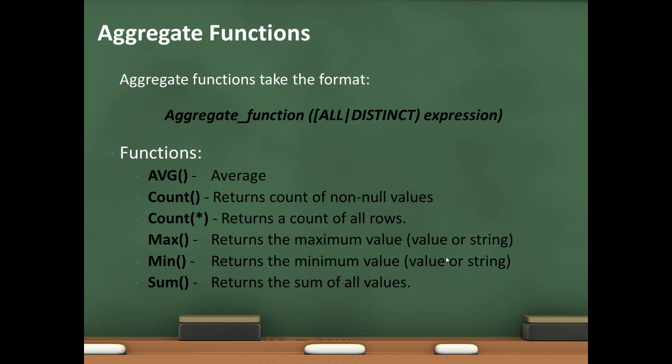And then we have max. Max says, give me the maximum number, and it's a numeric. You can actually use it for a string too. But it says, give me the maximum value for this particular column. So we could use this to come back and say who has the greatest weight, the maximum weight. Just like we can use the next one down, min, to say who's got the minimum weight.